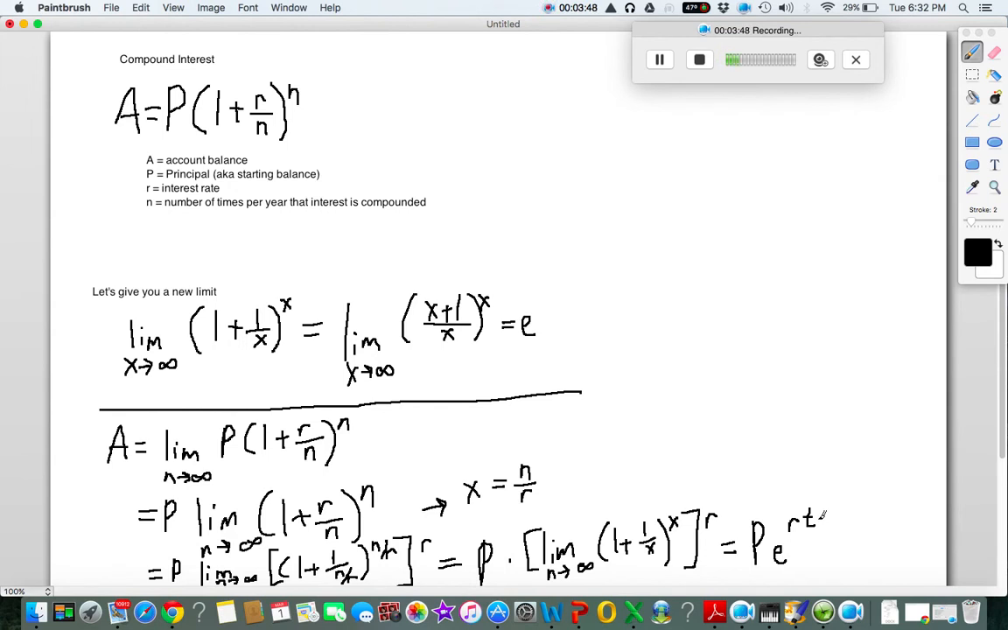I'm going to use this equation in my next example, and I'll do that in my second video.